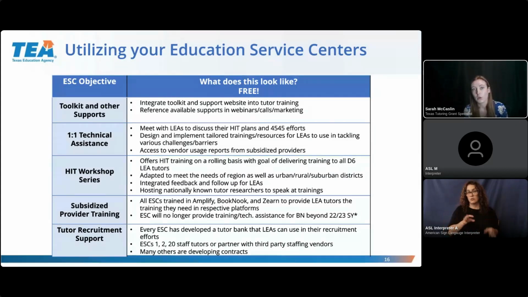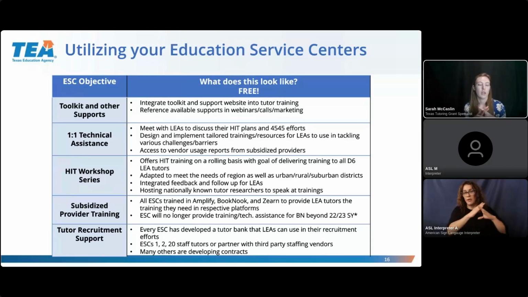Technical assistance, they meet with Decision 6 LEAs. A lot of them meet with even non-Decision 6 LEAs to discuss their 45-45 efforts, and then specifically for Decision 6, how you plan on refining that into high impact tutoring plans. They will design and implement tailored trainings and resources for LEAs to use in tackling different challenges and barriers.